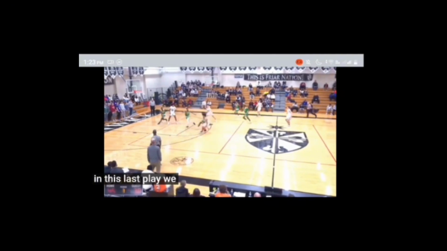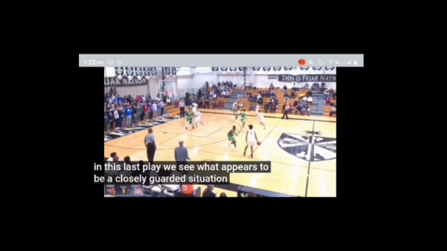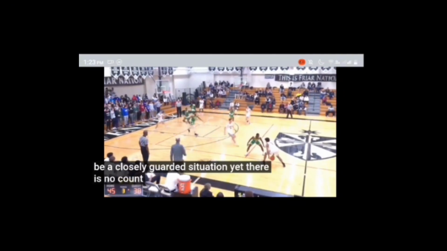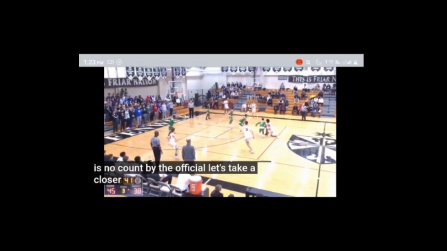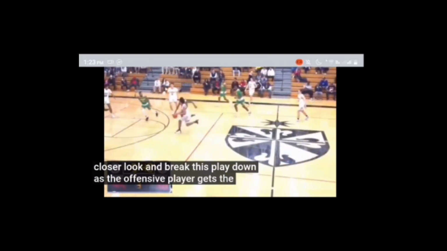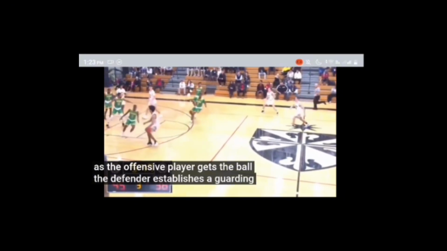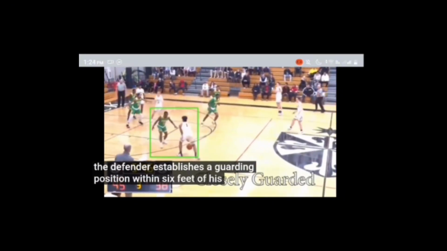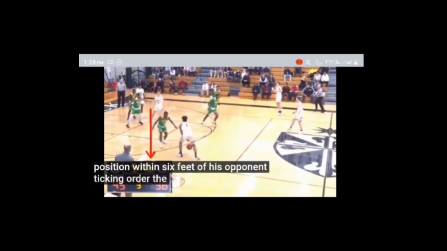In this last play, we see what appears to be a closely guarded situation, yet there is no count by the official. Let's take a closer look and break this play down. As the offensive player gets the ball, the defender establishes a guarding position within 6 feet of his opponent. Taking note of the clock, it is at 5:46 when this player establishes this closely guarded position.